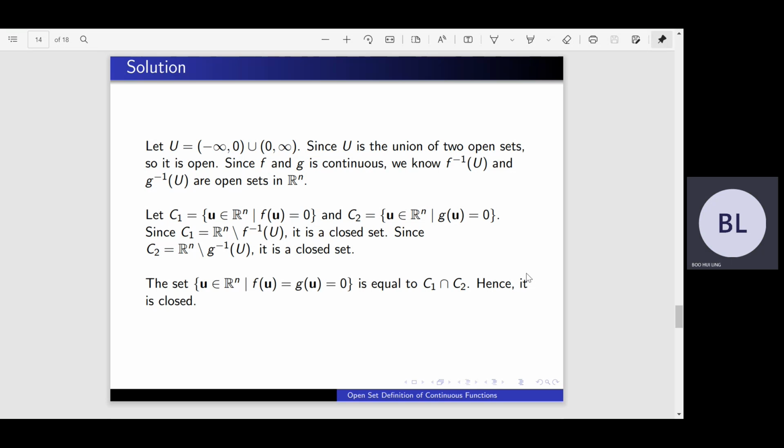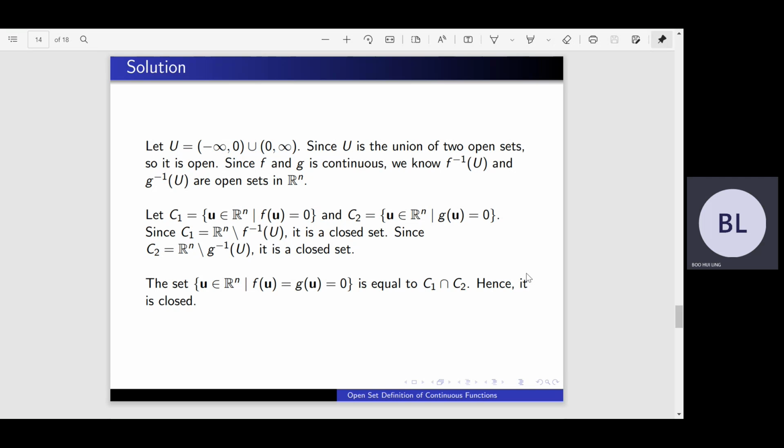The set of the points u contained in Rn so that f of u equals g of u equals 0 is equal to the intersection of the sets C1 and C2. And we know that the intersection of C1 and C2 is closed since the intersection of finitely many closed sets is closed. Hence, we have proved that the set of the points u contained in Rn so that f of u equals g of u equals 0 is closed in Rn.